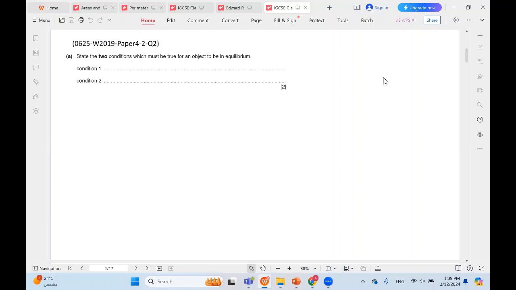State the two conditions which must be true for an object to be in equilibrium. The first condition is that there must be no resultant force. The second condition is that there must be no resultant moment.